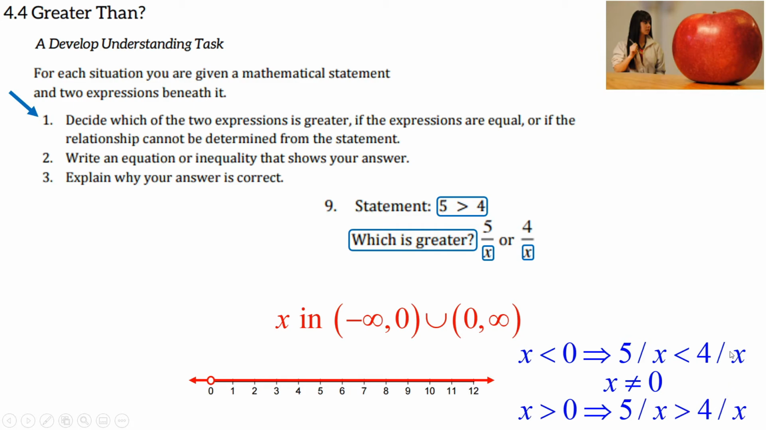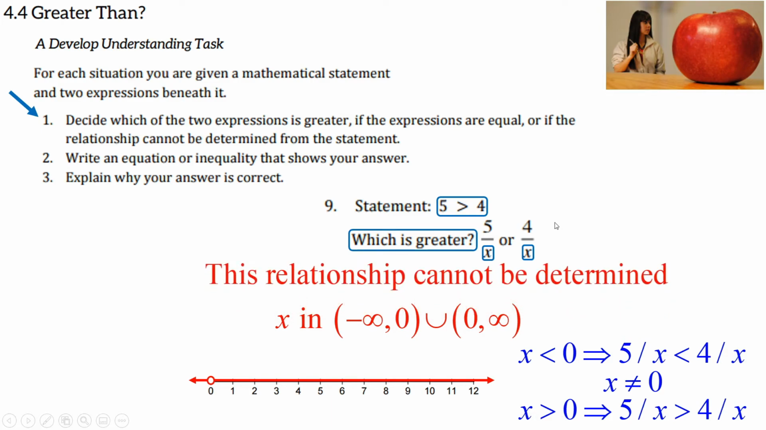So in this scenario, 5 over x might be less than 4 over x if x is negative, and 5 over x is greater than 4 over x if x is positive. So this is that frowny face again. This relationship cannot be determined. There's no equation or inequality for my answer, but we did do a lot of that down here to get there. All right, and then explain why your answer is correct.